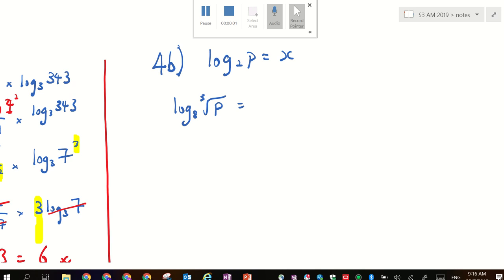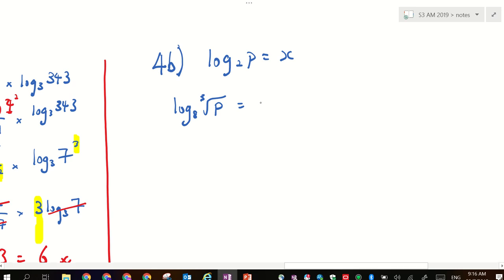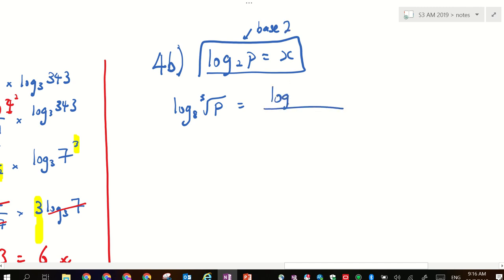You listen. I'll continue 4B, I'll continue 4C. So 4B says, I want to convert everything to base 2. So how do I convert to base 2? I will write base 2, and what is the one on top? Cube root of P. Now cube root of P is also written as P^(1/3). Then the bottom will be 8.